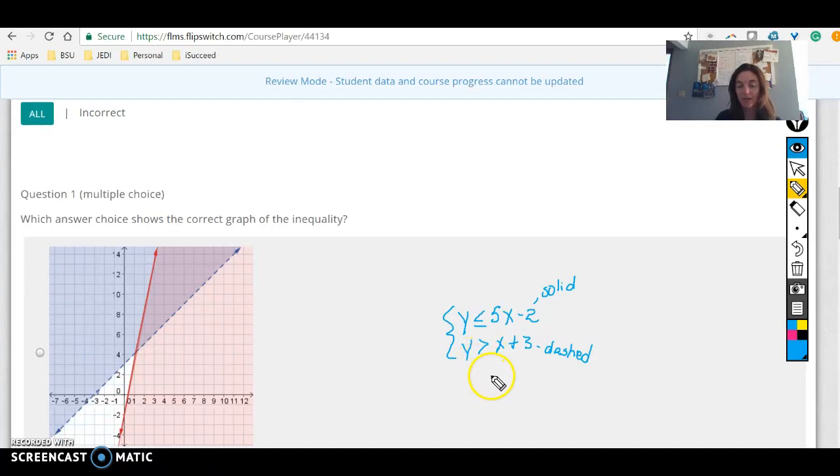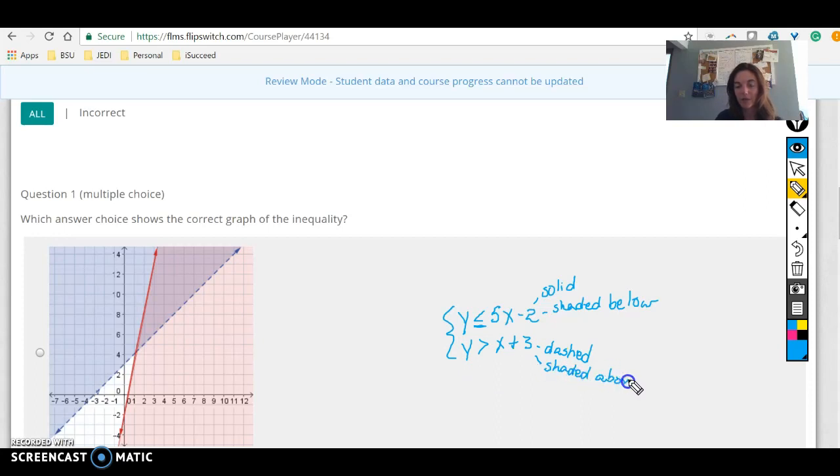That would apply to greater than or less than. But the or equal, this little bar underneath, means that the points on the line are included in the possible solution. So then the next thing we need to look for is that for y is less than or equal to 5x minus 2, the shading needs to be shaded below the line because we're dealing with less than. And for y is greater than x plus 3, this is going to be shaded above.